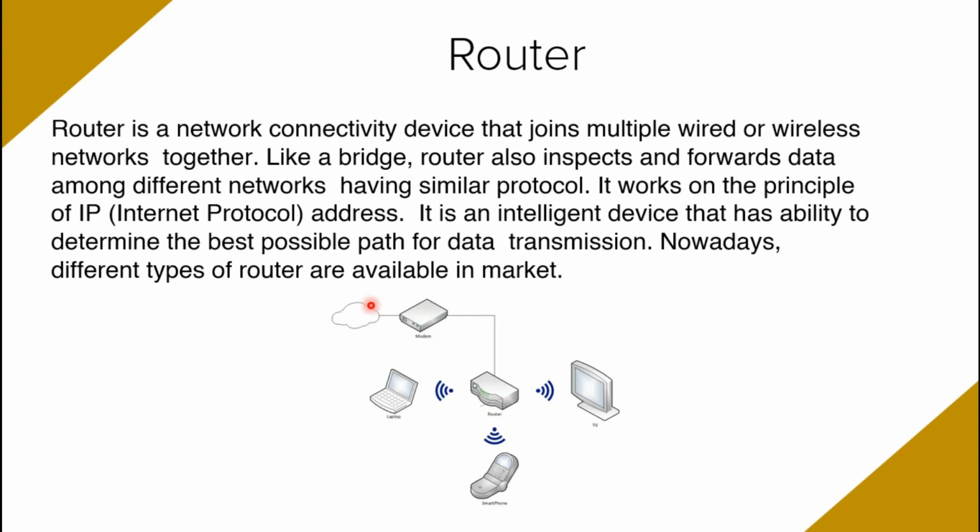It is a network connectivity device that joins multiple wired or wireless networks together. What it does is connect multiple networks that use the same protocol, and it sends data between networks by examining the network addresses contained in the packets they process. It extracts the destination of a packet it receives and then selects the best path to that destination and forwards the data packet to the next device along this path. It works on the principle of internet protocol address, and it is an intelligent device that has the ability to determine the best possible path for data transmission.